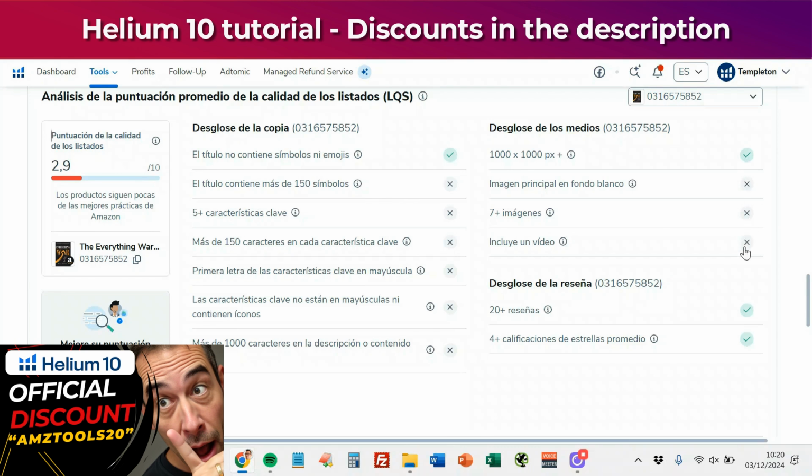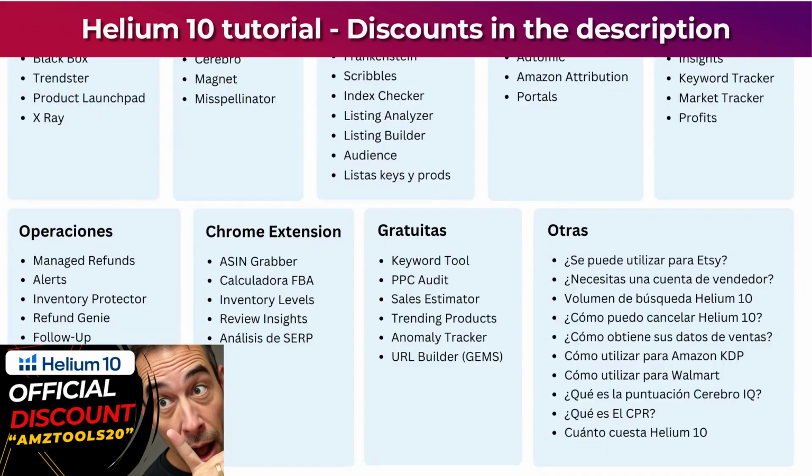It doesn't have a video. Well, they can learn a lot. 2.9 out of 10. So there's a lot of room for improvement in this product listing. And as we mentioned, we're going to look at the tool of tools, which is the listing builder.